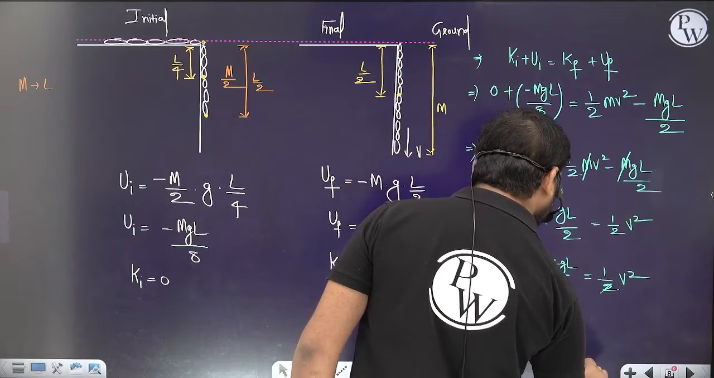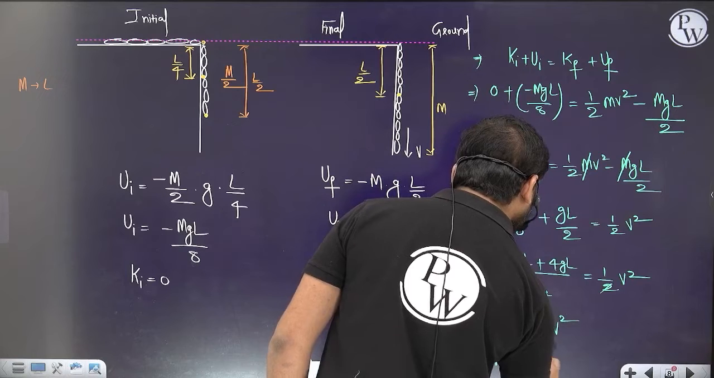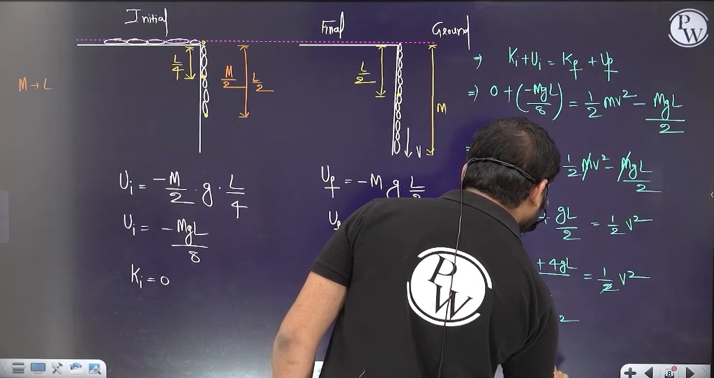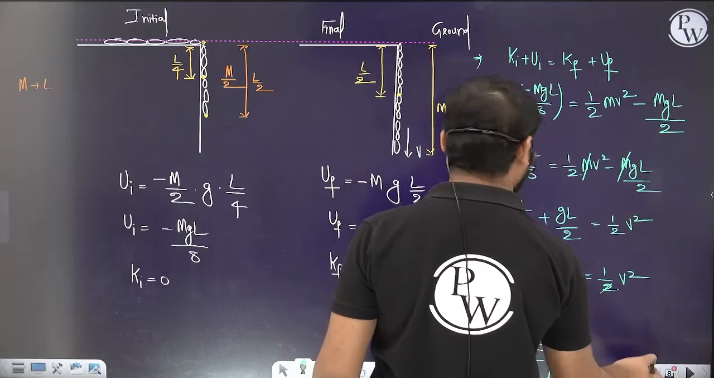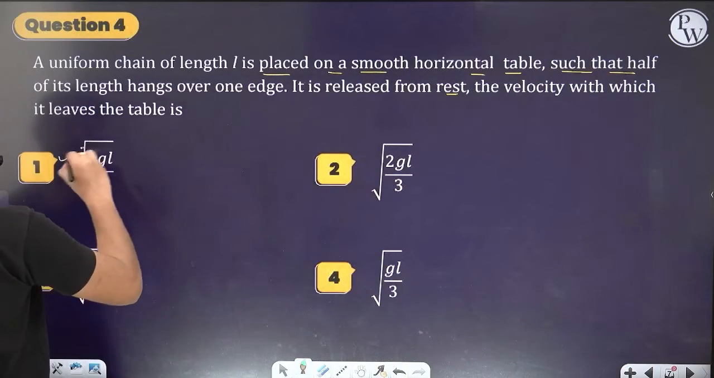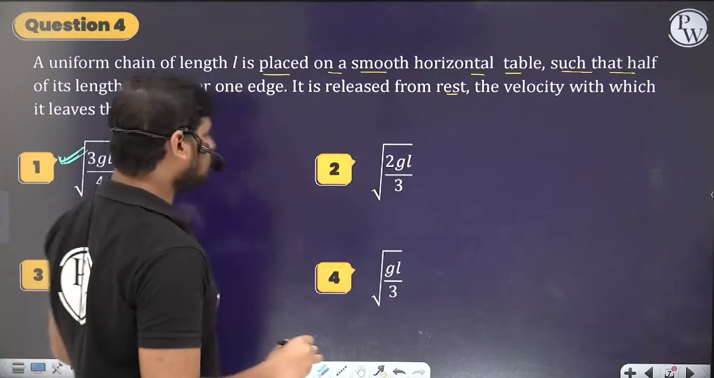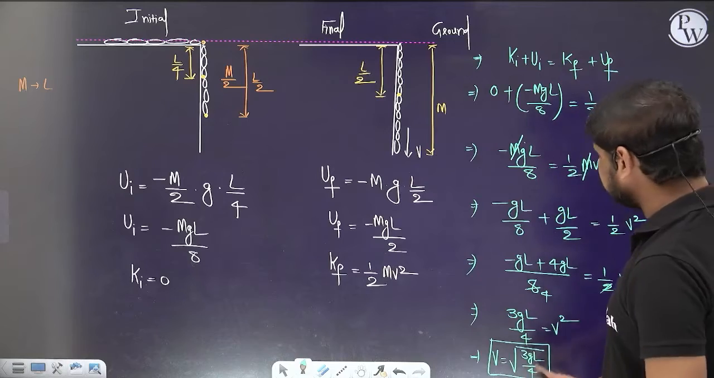What do we need? We need the v value. So v is equal to the square root of 3gL by 4, or else you can take 4 out from the root, which is root 3gL by 2. So the complete root is given. Take root 3gL by 4. The velocity with which it leaves the table is root 3gL by 4.